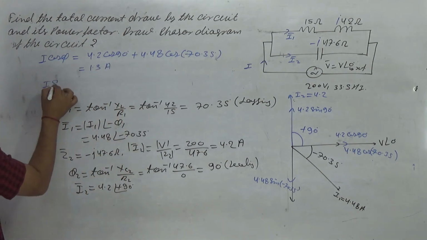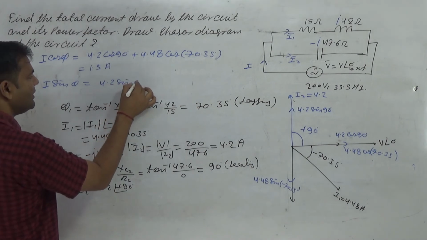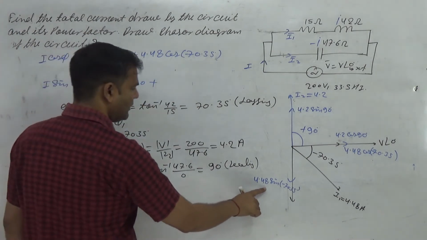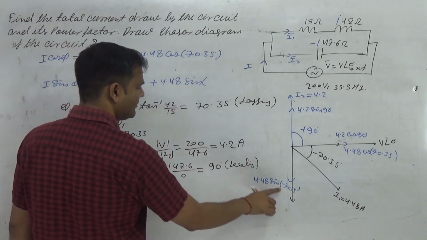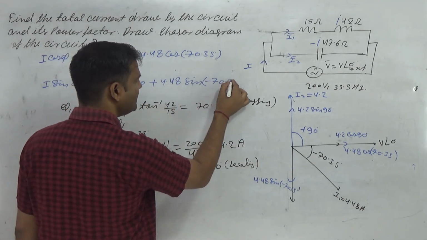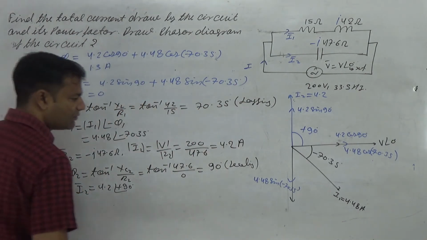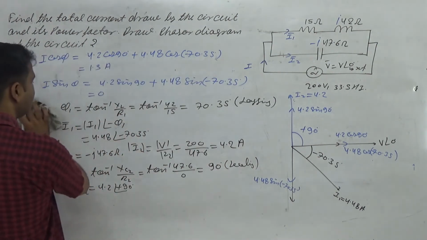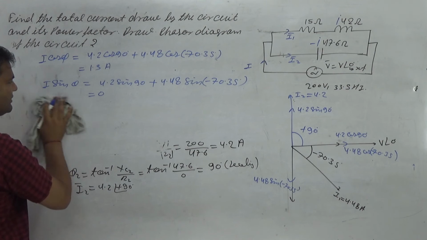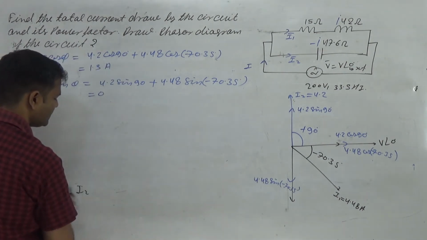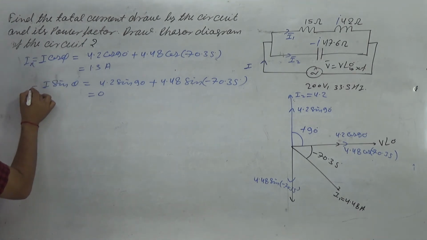Now similarly, I sin phi is written as 4.2 sin 90 plus 4.48 sin of minus 70.35 degree. So we got that it is 0. The resultant current along the y direction is 0. So I know that is Ix and that is Iy.